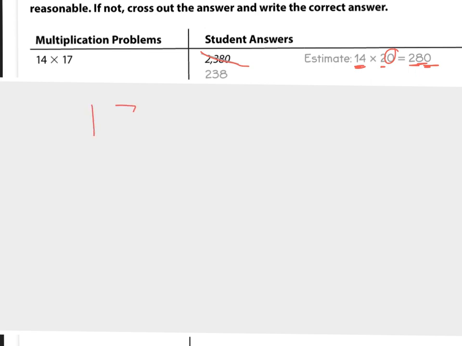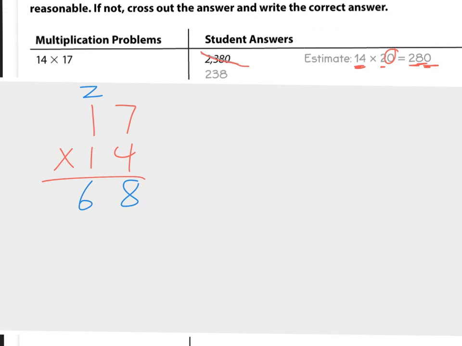So we have 17 times 14. We're going to do the standard algorithm here. We're going to distribute the 4 to the units, then the 4 to the tens. And then we're going to distribute the 1 to the units and then 1 to the tens. Alright, so 4 times 7 will give me 28. And then 4 times 1 is 4 plus 2 is 6.